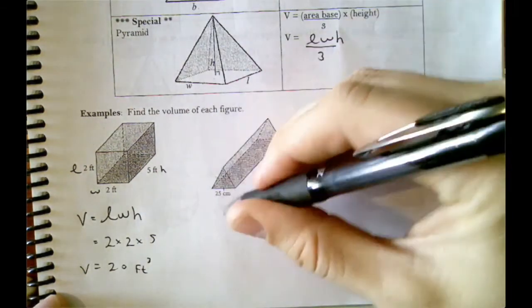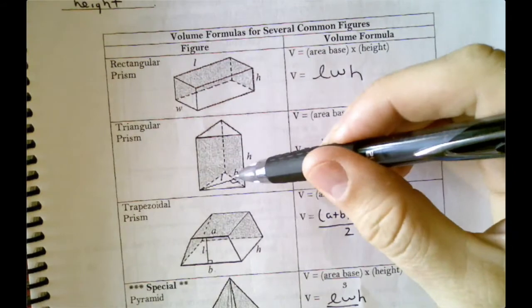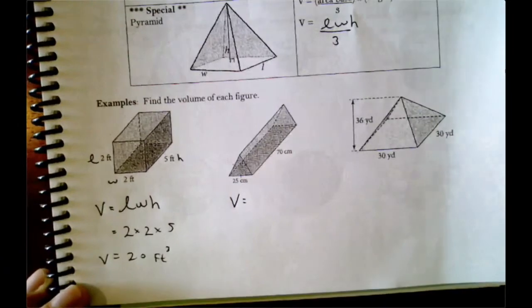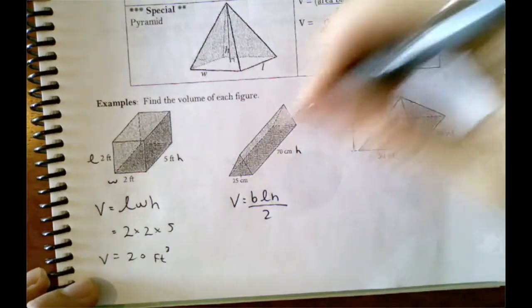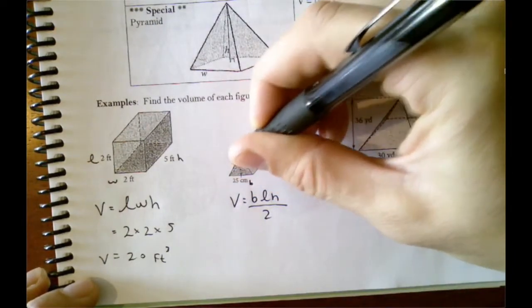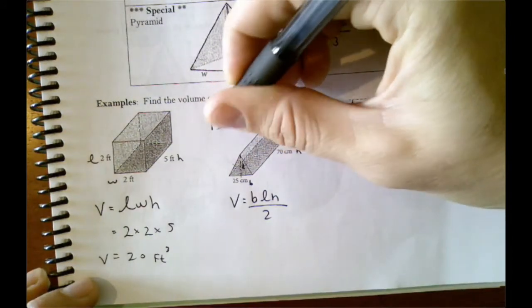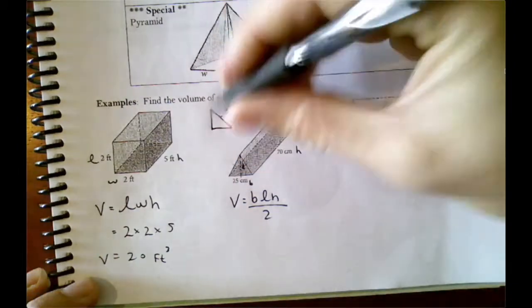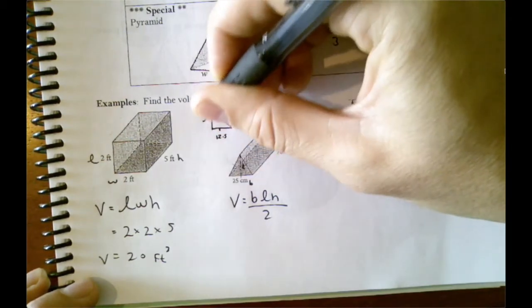Triangular prism. Triangular prism is base times length times height divided by 2. Base, length, height divided by 2. So this is our height, this is our base. Uh-oh, we don't have length, so we might need to find it. Well, this side would be 25, because all 3 sides are 25. This bottom would be half of the triangle, so that'd be 12.5. We need to find L.